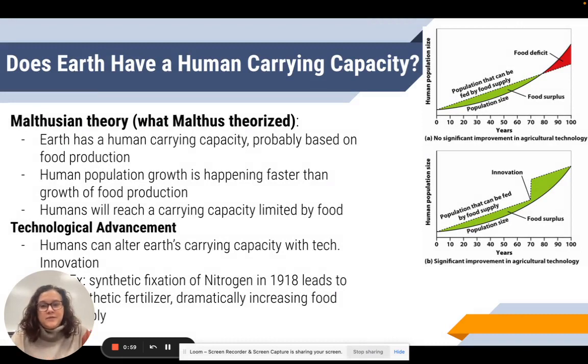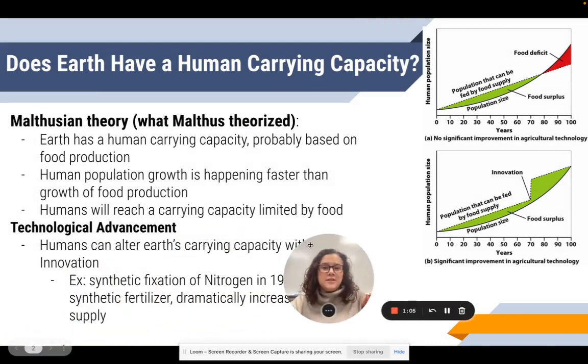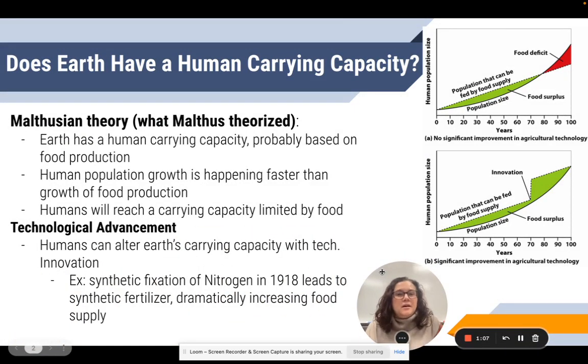Now, that was fine, but we've had a lot of technological advancement. So what we figured out is that our brains over time have altered the human's carrying capacity. So when we figured out how to create nitrogen containing fertilizer back in the early 1900s, we dramatically increased the food supply. And you can see in that graph right there, that little jump up, that's what that's showing.